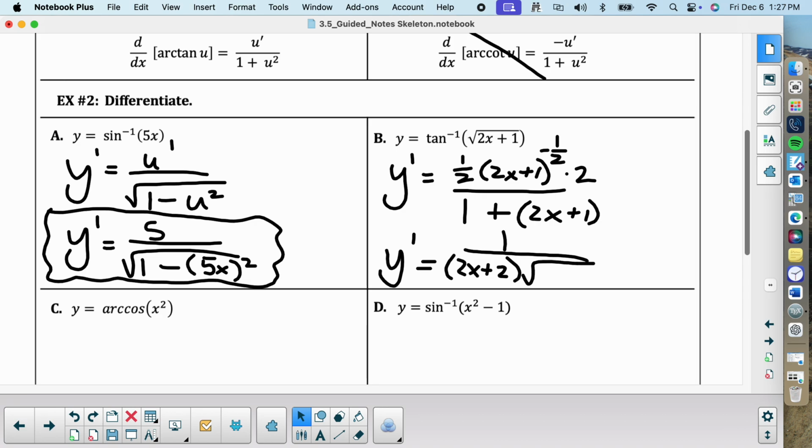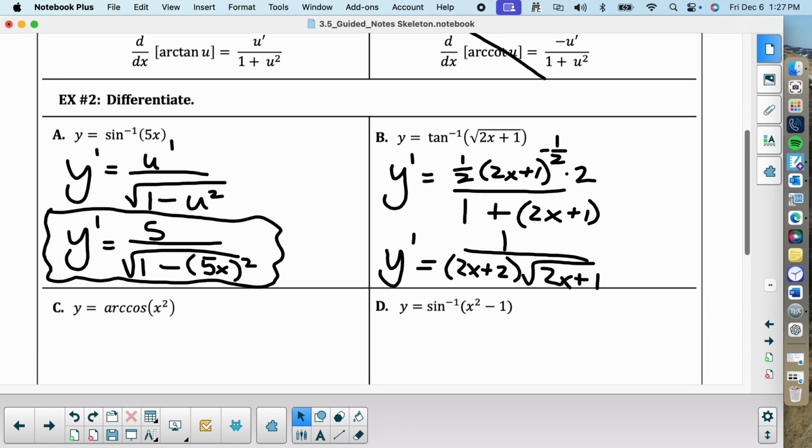Okay. Oh, now I got it. So, correct, the 1/2 and the 2 cancel out.